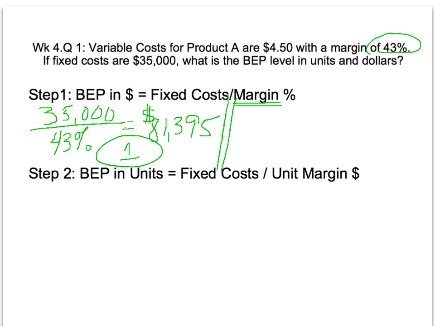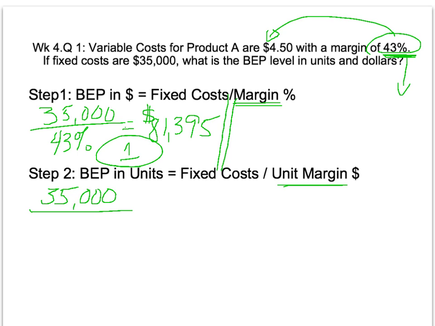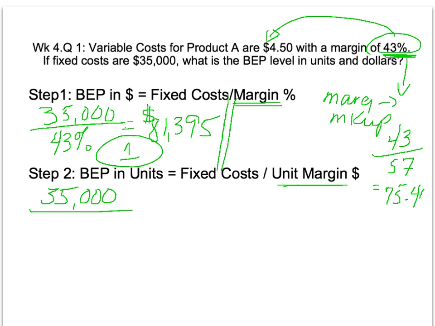Coming down to step 2, break-even point in units. Again, we take our fixed cost of 35,000, and in this case, we want to divide by a unit margin. So we know that our margin is 43%. We've got variable costs of 450. If you flip that margin to a markup, we know margin to markup is 43 divided by 100% minus 43, or 57, you'll end up with a markup of 75.44%.